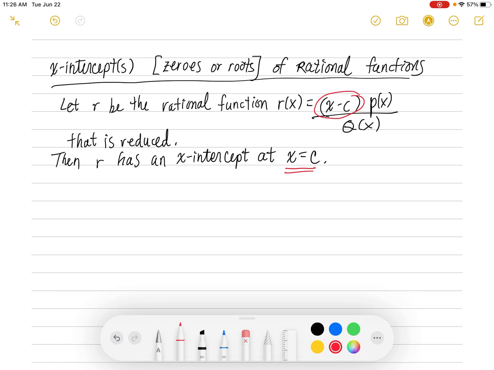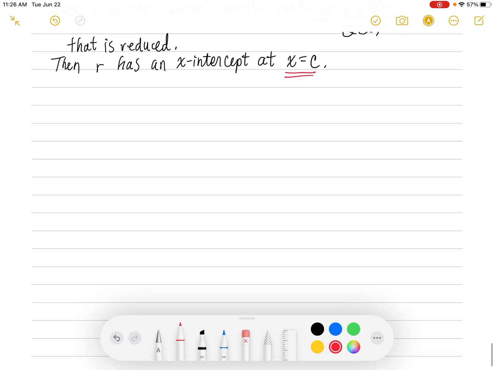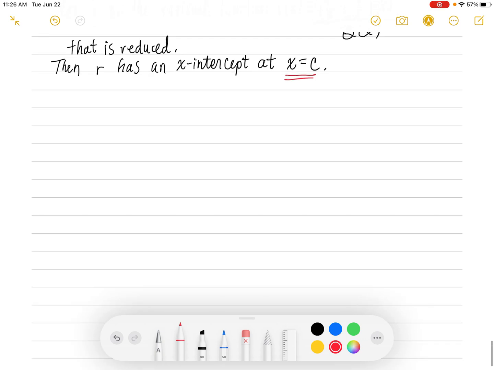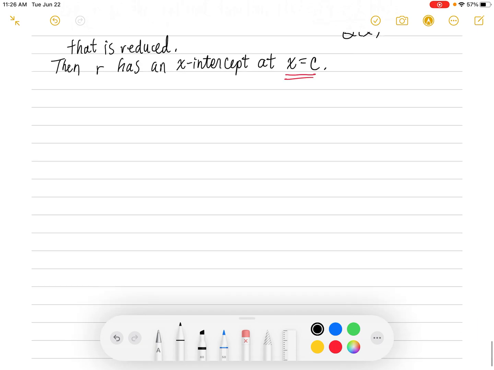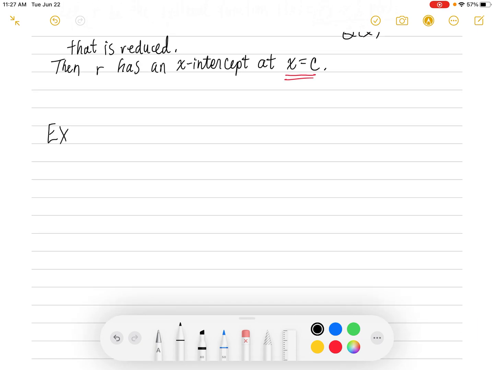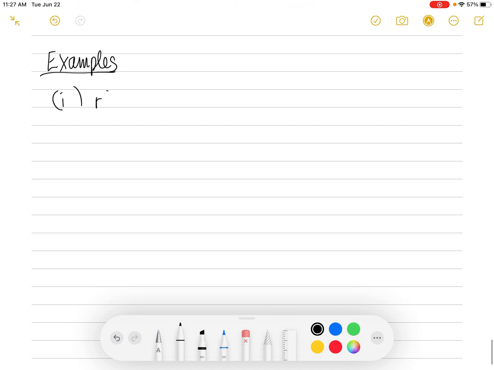So basically, you're just focusing on the top, and you're just looking at factoring the top. So you want to factor the top, and you set your factors equal to 0 and solve. And that'll give you all your x-intercepts. So it's a pretty simple thing to do here. So just some examples here. Find the x-intercepts of some rational functions.